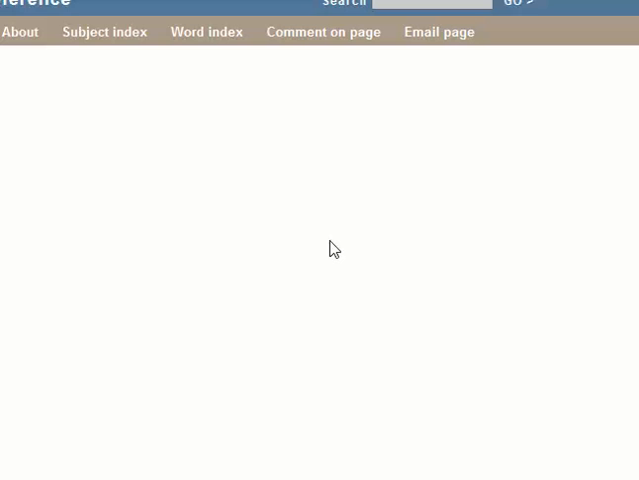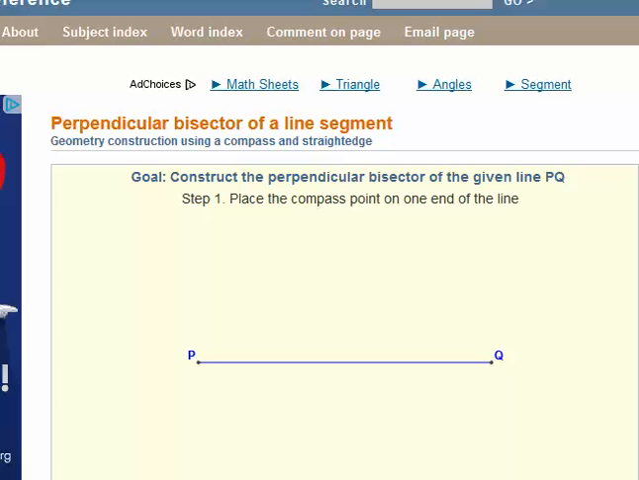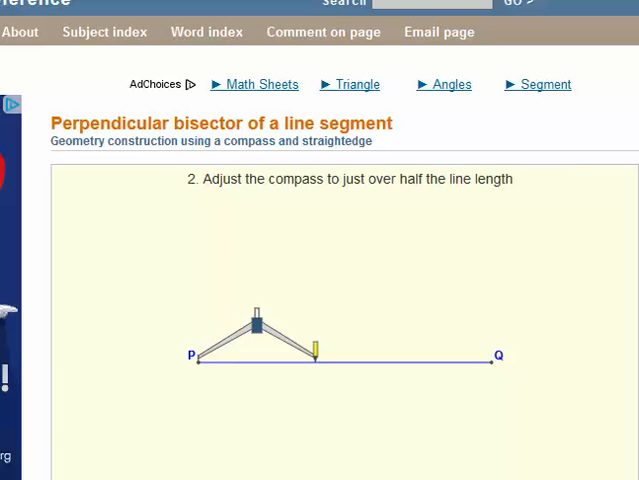To do that, we'll go to mathopenref.com, and it'll show us how to construct it. Remember, constructions are done with just a pencil, a compass, and a straight edge on a piece of paper. So here is our line segment, PQ. We want to bisect it, cut it in half. So we place the compass point at one end. We adjust the compass so that it's over half the length of the line segment. So we got to stretch it out a bit.